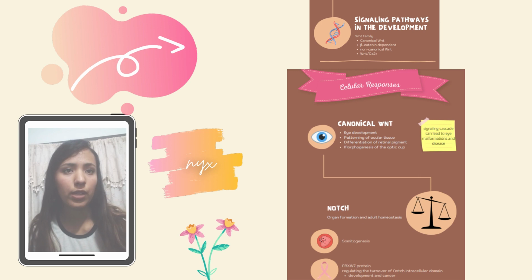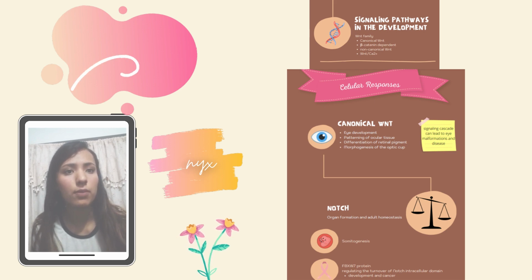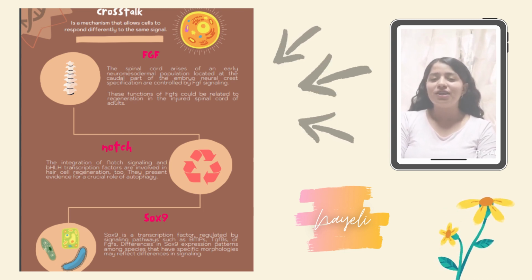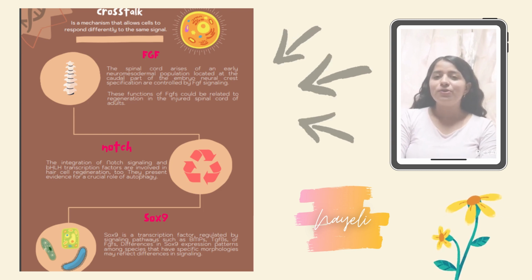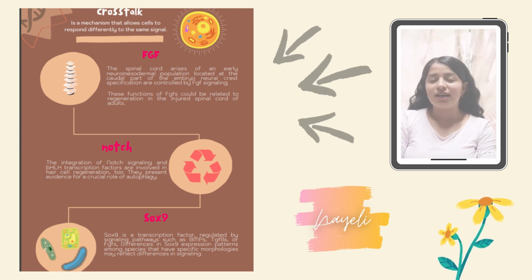Another important signaling pathway is Notch, a transmembrane protein. Notch has many functions in organ formation and adult homeostasis, including cell determination and stem cell maintenance. It also has an important role in somitogenesis, and the role of the FBXW7 protein in regulating the turnover of the Notch intracellular domain in development and cancer. Crosstalk is a mechanism that allows cells to respond differently to the same signal, producing the diverse cellular behaviors that are needed within tissues and organs.